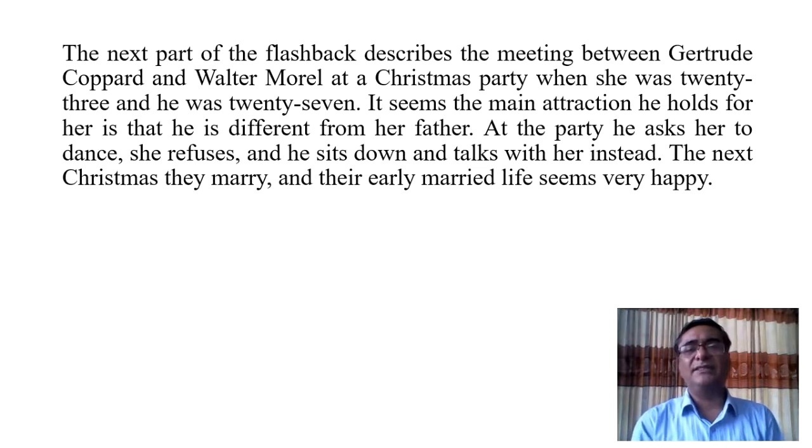Gertrude Coppard and Walter Morel met at a Christmas party when she was 23 and he was 27. So that was the age when they met. It seems the main attraction he holds for her is that he is different from her father. At the party, he asks her to dance. She refuses, and he sits down and talks with her instead. The next Christmas, they marry, and their early married life seems very happy.